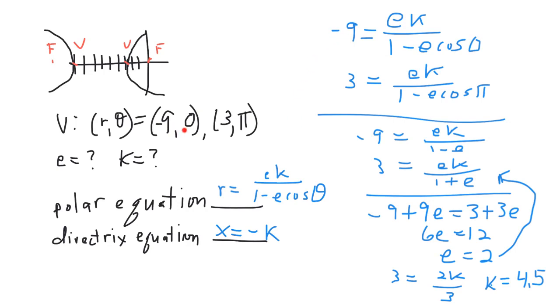So what I've done is I've taken my equation that I know we're going to have, and I've subbed in our 2 points for r and theta, and gotten a system of equations. Cosine of 0 and cosine of pi, I can evaluate. If I cross multiply, both of these equations will equal ek, so they will equal each other. So negative 9 times the denominator equals 3 times the denominator, which both equal ek. Then I have a simple equation I can solve for e. I can put it back into either of these equations to solve for k.